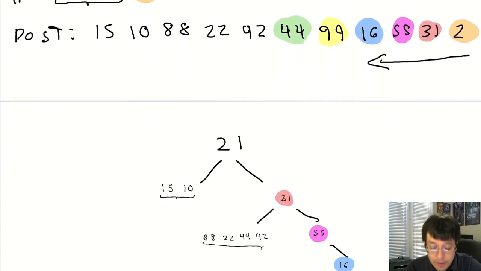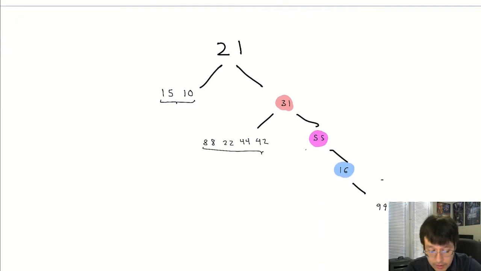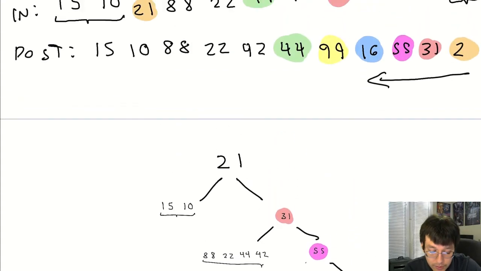How do you not screw that up? Well, as you're building the tree, the recursion will basically keep track of whose parent is whose, as you can see by this list here. We know that 88, 22, 44, and 42 are all descendants of 31. And yes, they're also descendants of 21, but they're more direct descendants of 31, which is what we care about.